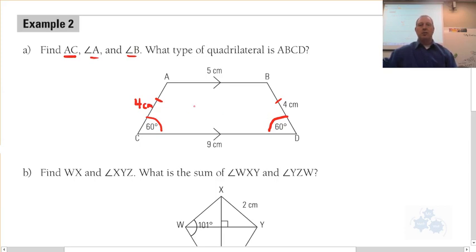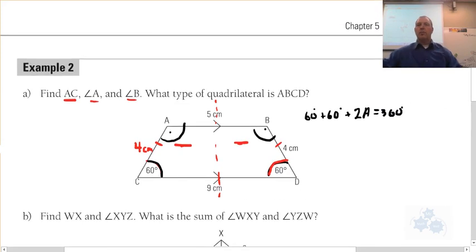Now, isosceles trapezoids are perfectly symmetrical. So that means that this half is the same as this half. And what we also know about quadrilaterals is that all 4 angles have to add up to 360. So 60 plus 60 degrees plus 2 times angle A, because angle A is the same as angle B, plus 2A equals 360. Now, we can set that up as an equation and solve for A, or we could just think through this logically. We don't have to, but we could look at it another way too.